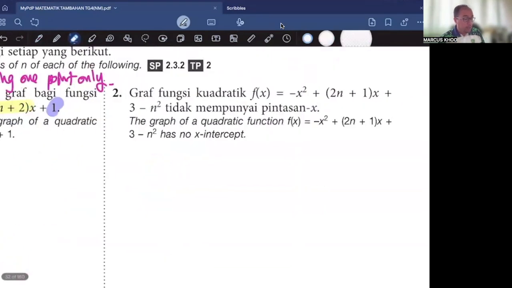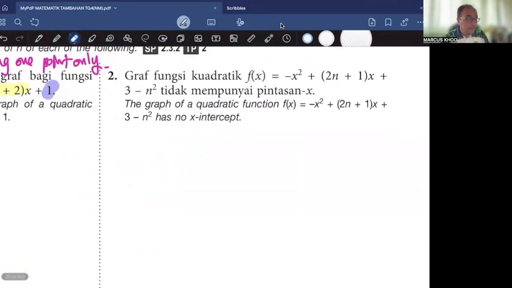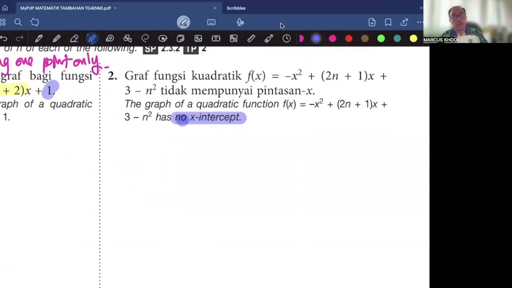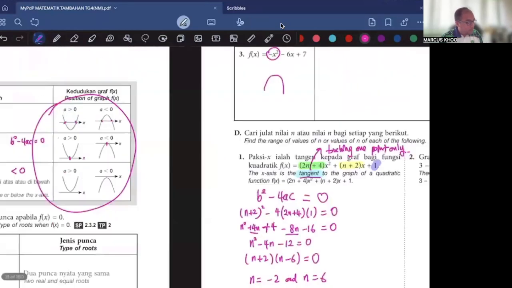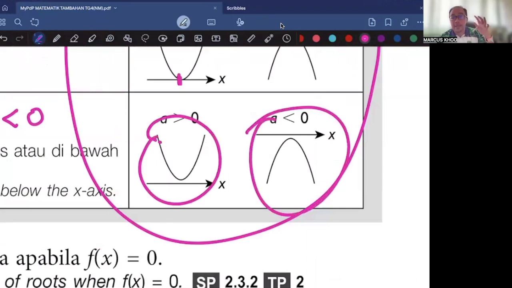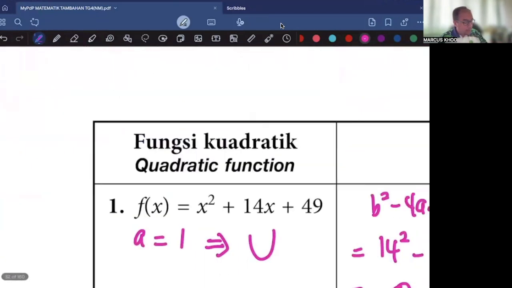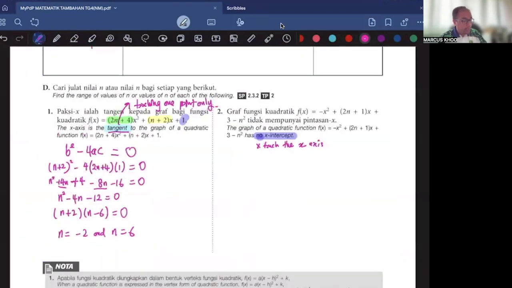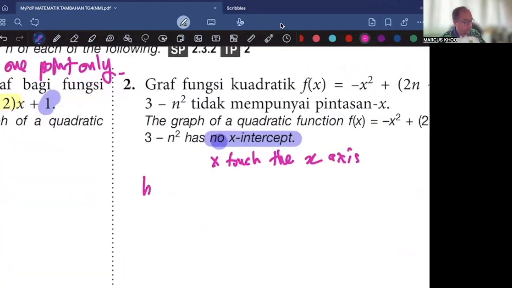Next, number 2. The graph of the quadratic function has no x-intercept. No x-intercept means what? It doesn't touch the x-axis at all. It looks like this, and it's not touching the x-axis. If it's not touching the x-axis, it means b squared minus 4ac is less than 0.